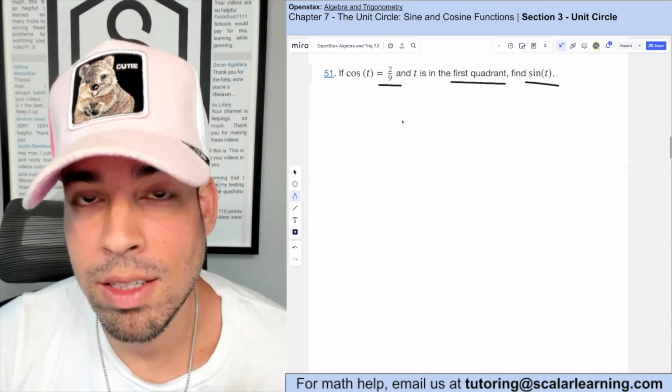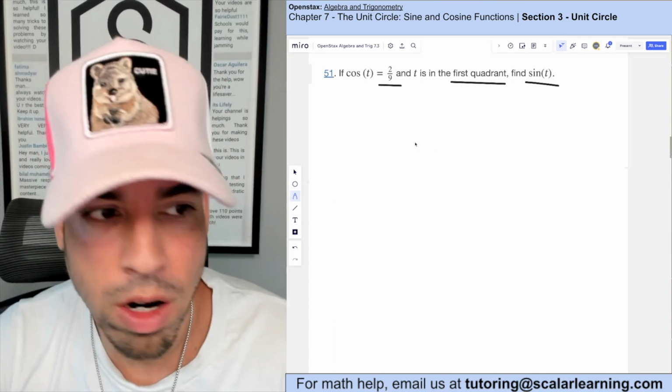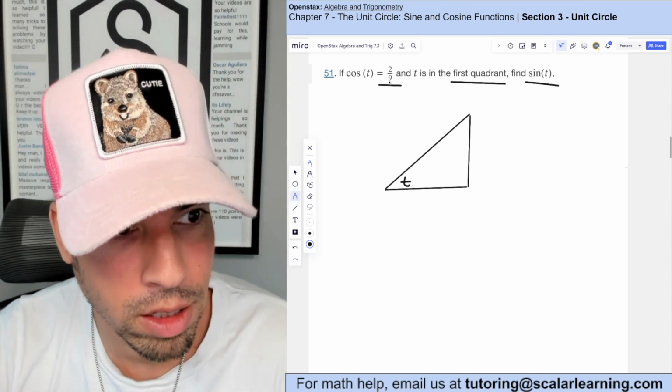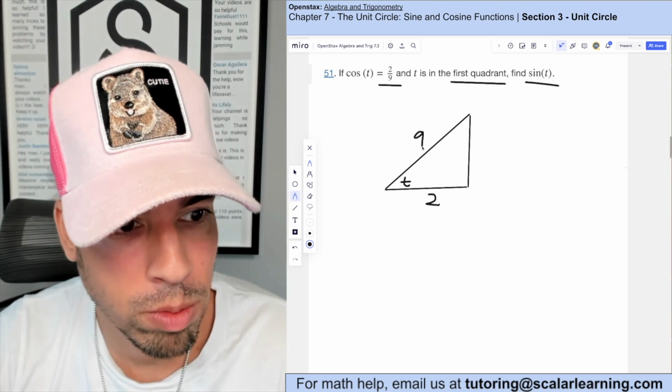And by the way, this is not something that's on the unit circle, so we can't use the unit circle. Instead, we're going to create a triangle. If we create some angle t, cosine of t is adjacent over hypotenuse, which means the adjacent side is 2. The hypotenuse would be 9.